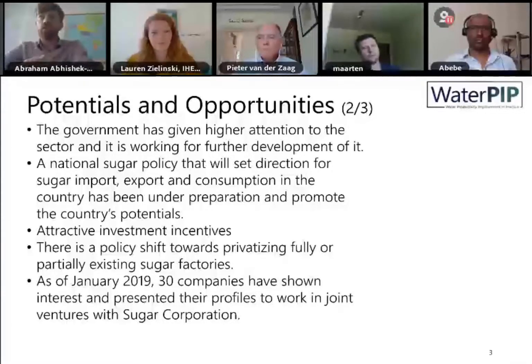The sector is very attractive for investments. There's high potential for development, as I mentioned. Only 2.5% of the land has actually been developed.